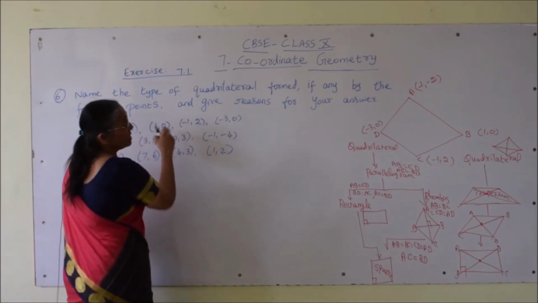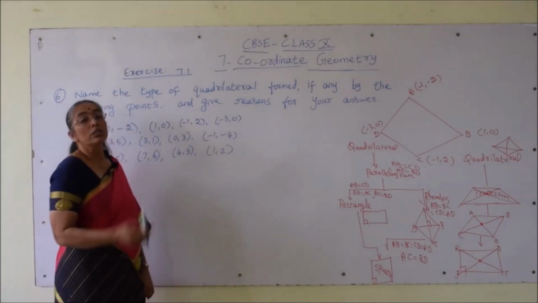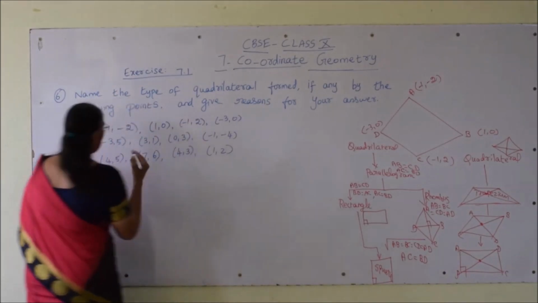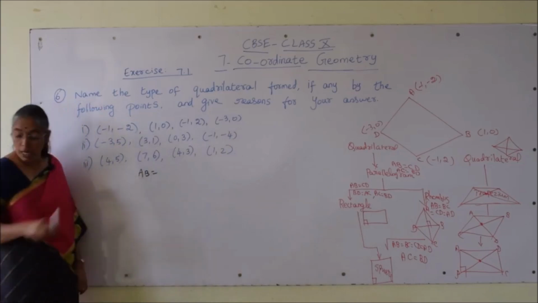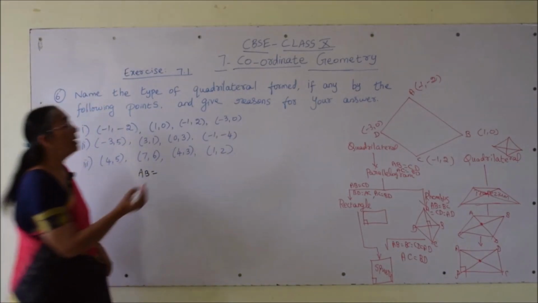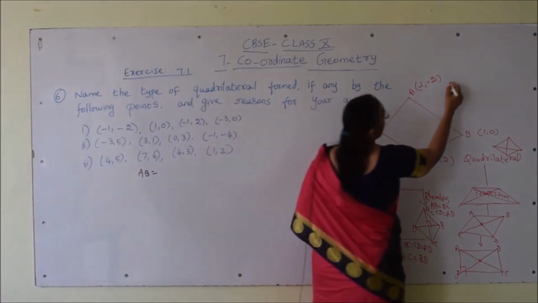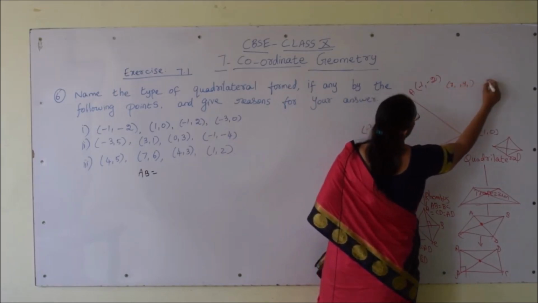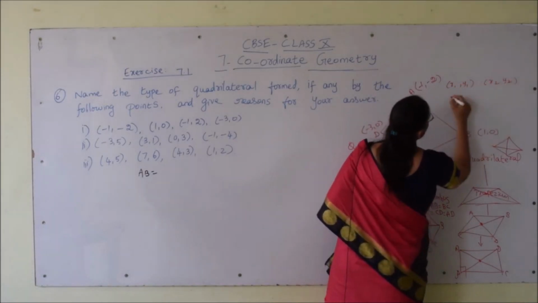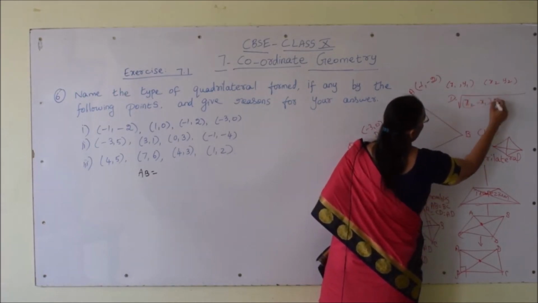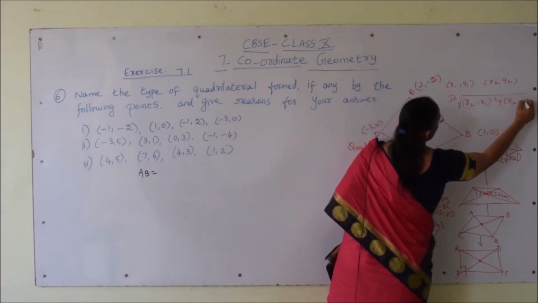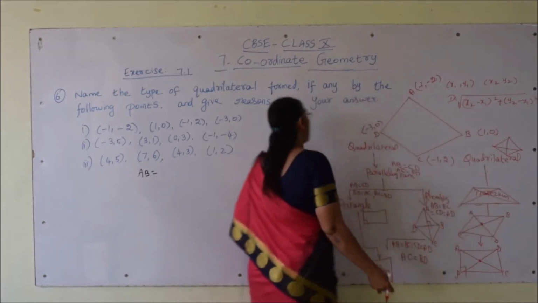The four vertices given, we first check the four distances. For the first problem, the distance AB. So, we know the distance formula. The distance formula is, for the given points x1, y1 and x2, y2, the distance between these 2 points is given by root of x2 minus x1 whole square plus y2 minus y1 whole square.